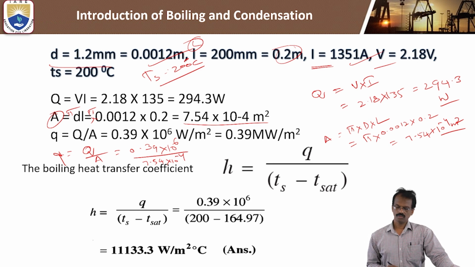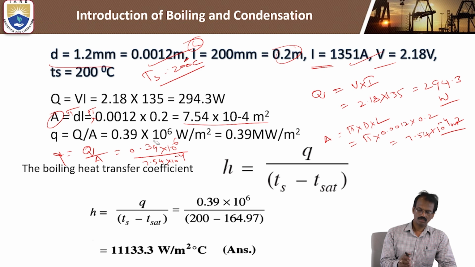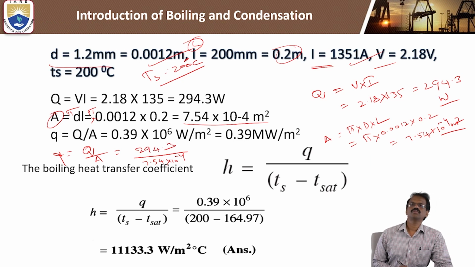So the value of Q is equal to 294.3. If you substitute these values, we can find out this heat flux value. Heat flux is equal to 0.39 into 10 to the power 6, or 0.39 megawatts per meter square.